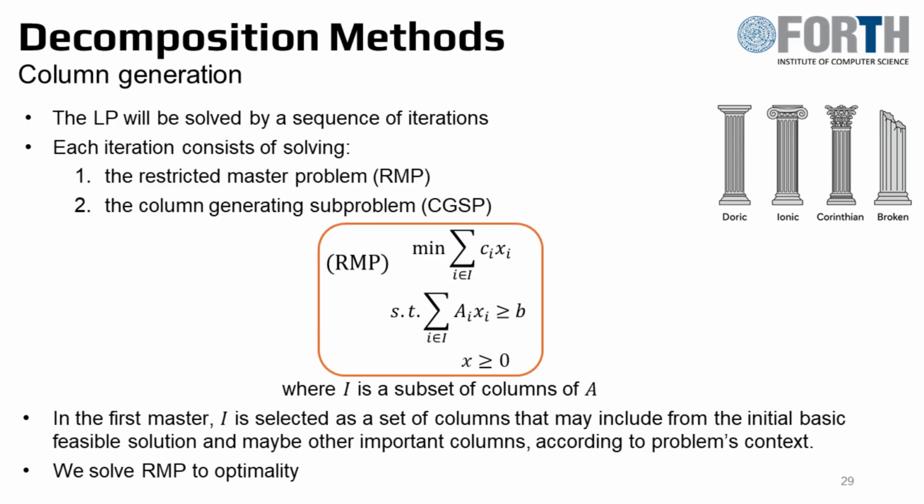Let us now describe the restricted master problem. We solve: minimize the sum over i in I of c_i x_i subject to the sum over i in I of A_i x_i greater than or equal to b, and x greater than or equal to 0. Here, I is a subset of the columns of matrix A. So instead of using all columns, we only consider a restricted set I. In the first master problem, the set I is selected to include columns corresponding to an initial basic feasible solution, and possibly other important columns suggested by the problem context. We then solve the restricted master problem to optimality.